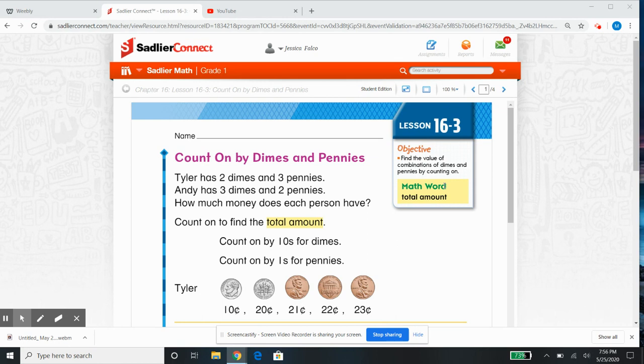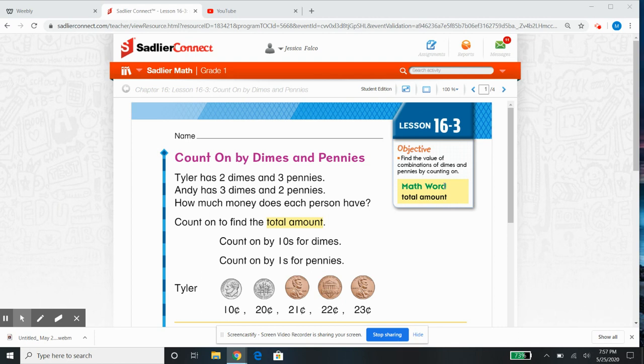In the first lesson, we just learned about pennies and nickels. And then in the second lesson, we learned about dimes and quarters. But today's lesson, we're going to be focusing on counting on by dimes and pennies. A little bit different, right? And our math word for this lesson will be total amount. Okay, so let's get started.